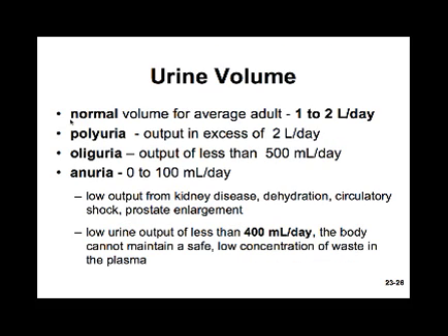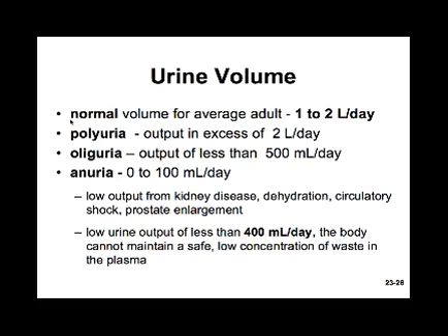So as we've already discussed, the normal volume for an average adult is 1 to 2 liters of urine per day. However, sometimes we'll see diuresis or polyuria with an output in excess of 2 liters per day in individuals that are very well hydrated. If the urine output becomes less than 500 milliliters per day, it's considered to be low, and that's called oliguria. And extremely low is anuria, from 0 to 100 milliliters per day, and this is a dangerous condition.